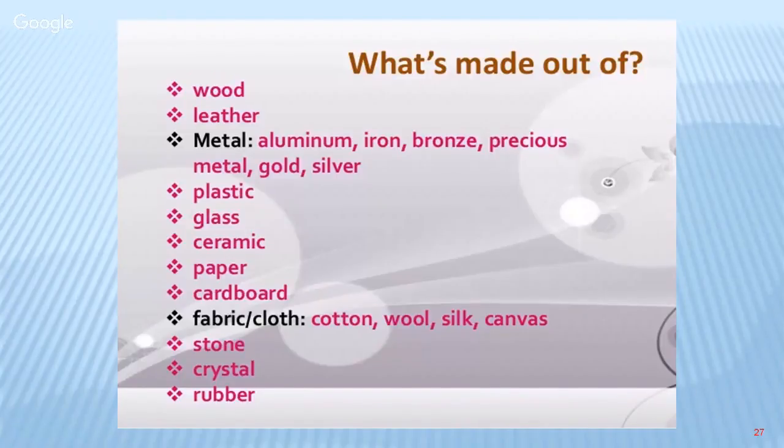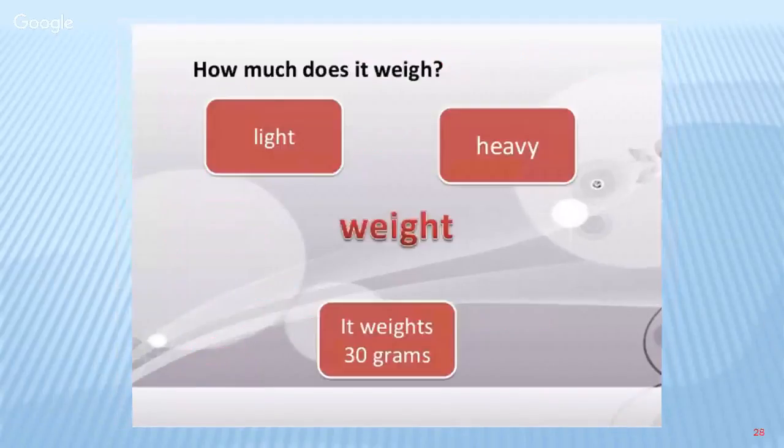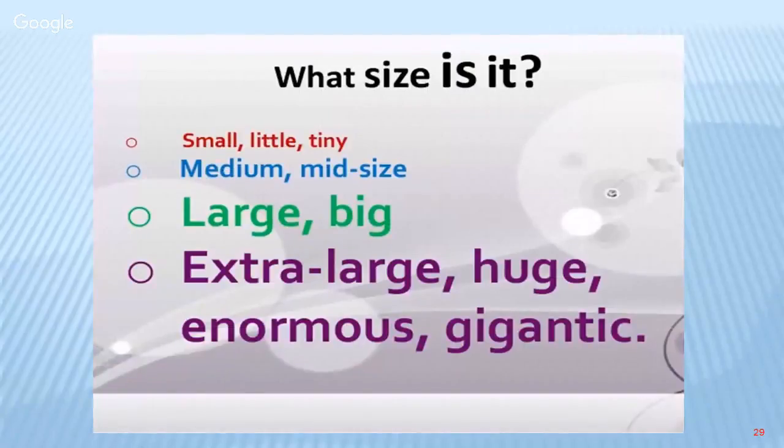What kind of material is it made of? What is it made of? How much does it weigh? Is it very light? Is it very heavy? Or if you're sure about the weight, you can say it weighs 30 grams, a definite number. What size is it? Is it small, tiny, little, medium or mid-size, large or big, extra large, huge, enormous, gigantic? So these are some of the words you can use to describe the size.